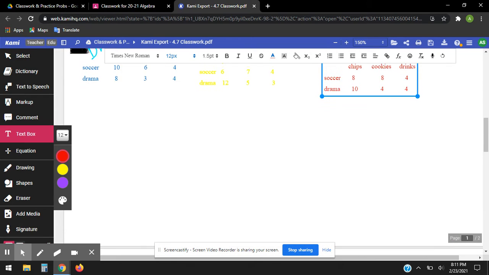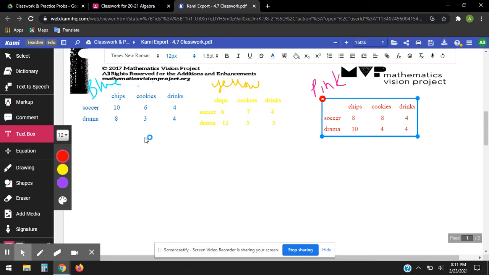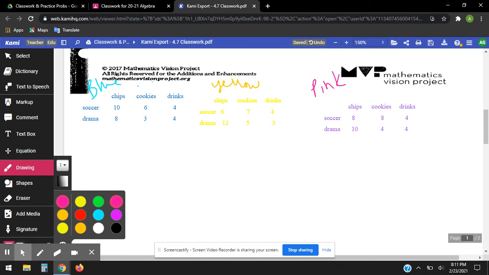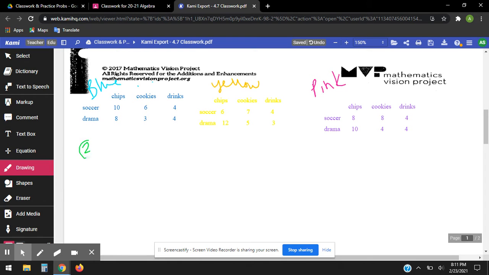So we need to figure out what to do first. So this is for number 2. Green, since that's not one of our colors. So for number 2, we need to figure out the total. So we want to know for soccer, total number of chips that were used each year. Well, what are you going to do to find the total? Add them together. So 10 plus 6 plus 8, that's 24.